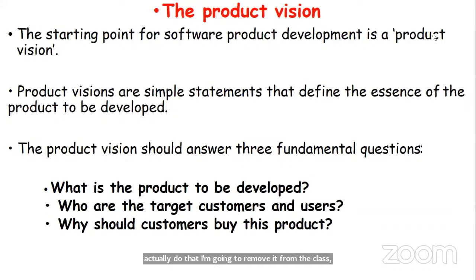All right, so the product vision. The starting point for software product development is a product vision. Product visions are simple statements that define the essence of the product to be developed. So the product vision should answer three fundamental questions. What is the product to be developed? Who are the target customers and users? Why should customers buy the product?